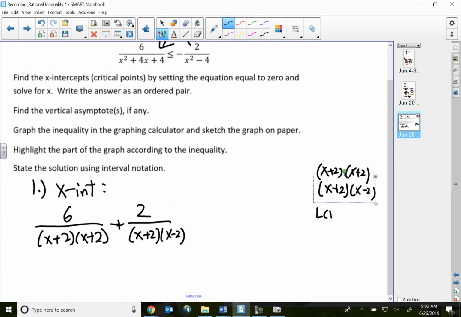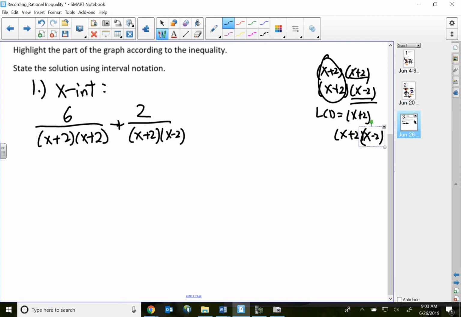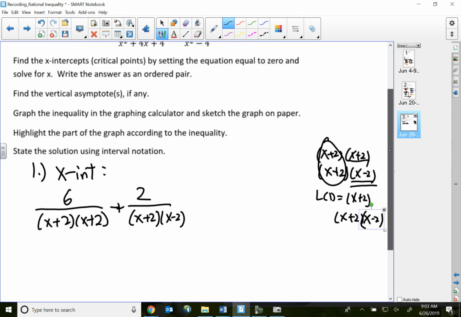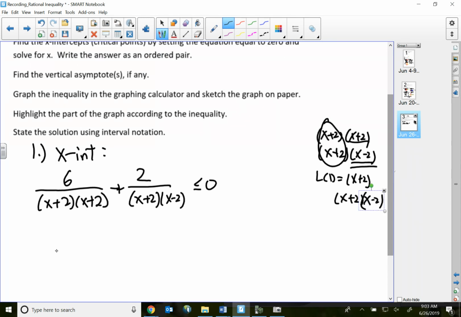So my LCD has to be the x plus 2 repeated, counted one time. The other x plus 2 did not repeat, counted one time. x minus 2 did not repeat, counted one time. All right, so this is my LCD, quite big. That's going to be less than or equal to 0. Plus 2, and then minus 2.